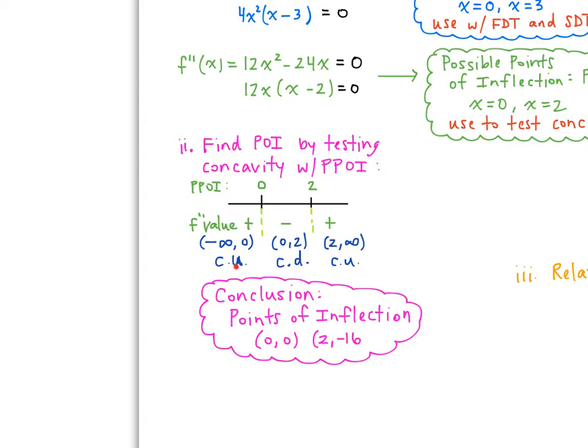So since we go from concave up to concave down at x equals 0, we have a point of inflection at 0, and when I plug that into f, I get 0 as well. So the point is (0, 0). And since I go from concave down to concave up at x equals 2, I know we have another point of inflection, and when I plug 2 into f, I get negative 16. So we're using the concavity test to find our points of inflection, determining that from the f double prime value.